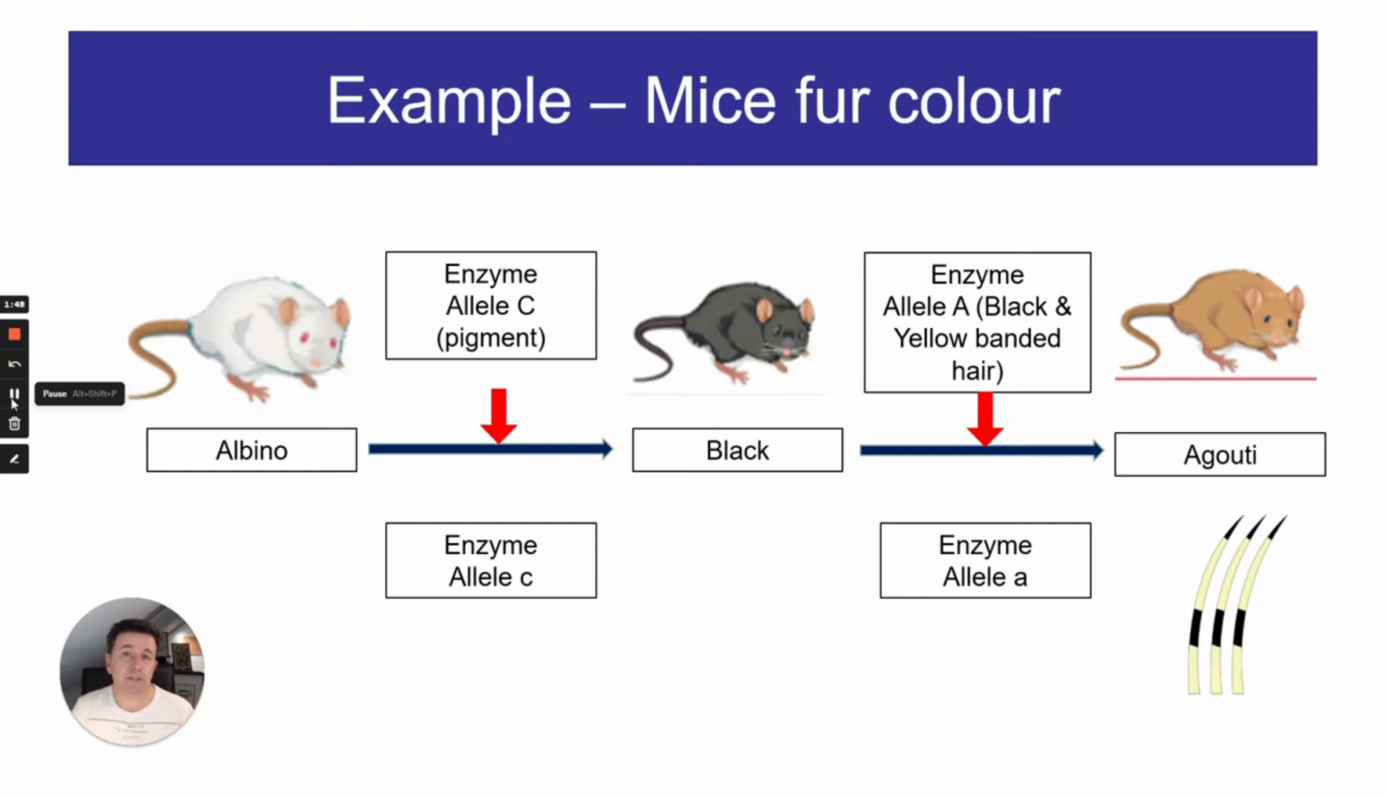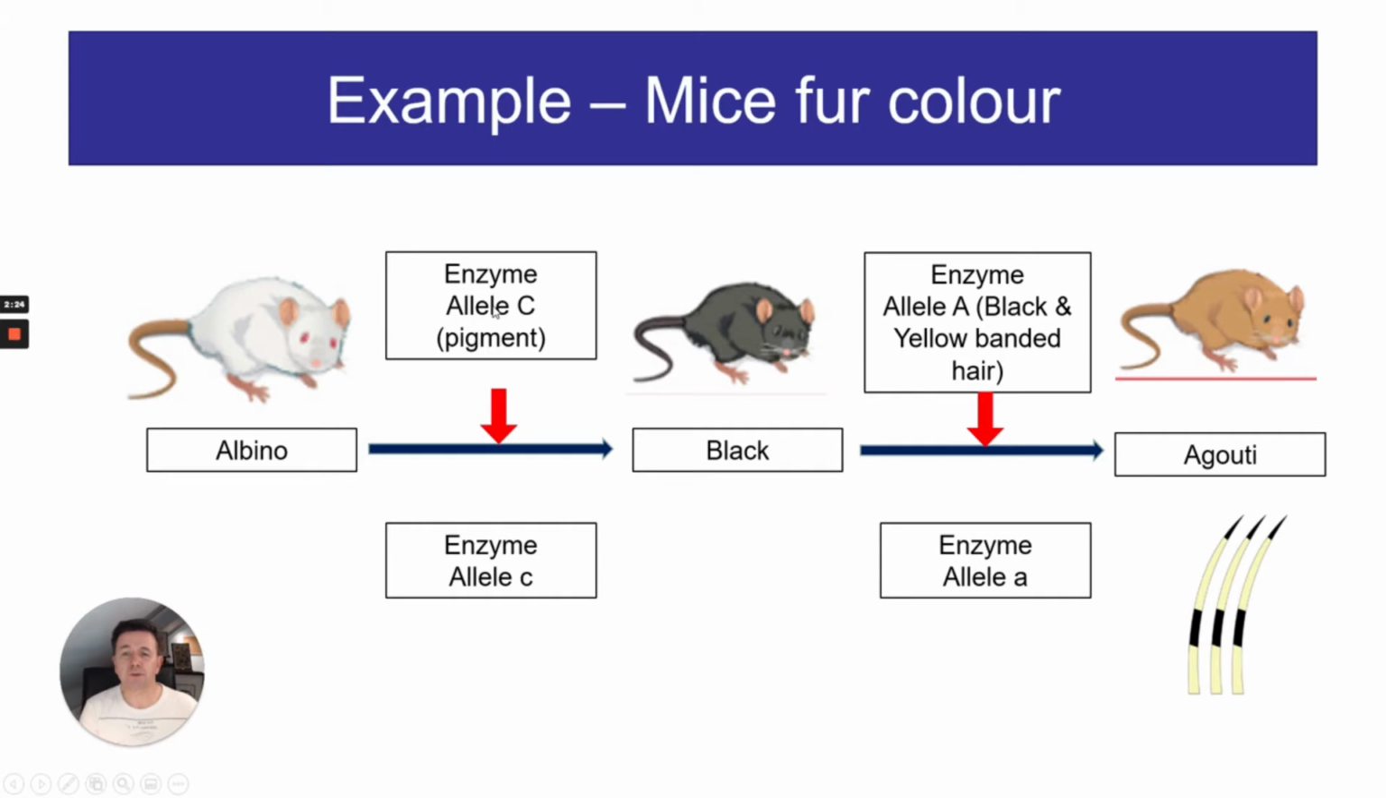The example I'm going to use today is mice fur colour. As you can see, we have three colours of mice. Albino, which is not actually a colour, it's just albino, so there are no pigments. Then you've got black, where there is a pigment. And then you've got this thing called agouti. Agouti is when another enzyme is involved in making the black pigment into black and yellow banded hair. You can see I've got an example down here. This is actually dominant to black.